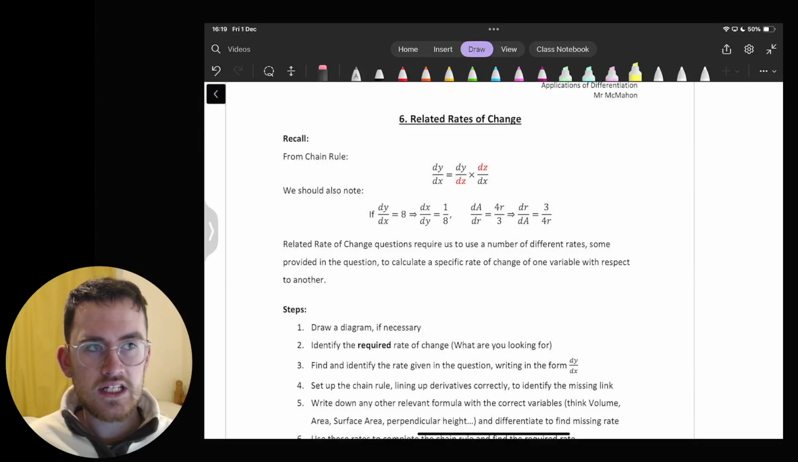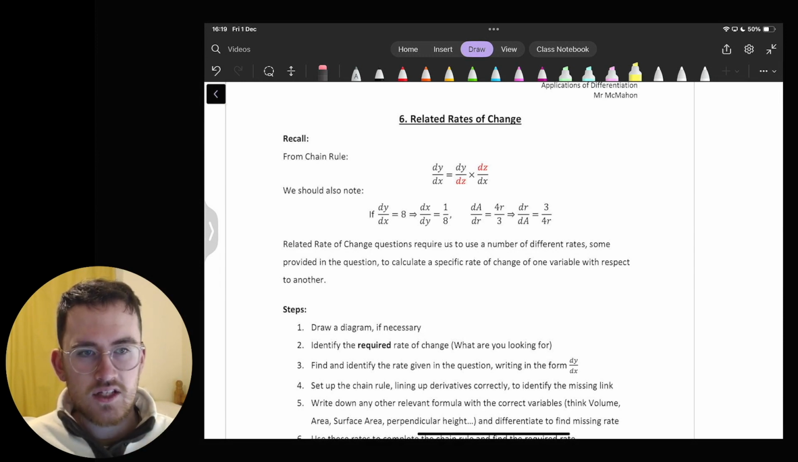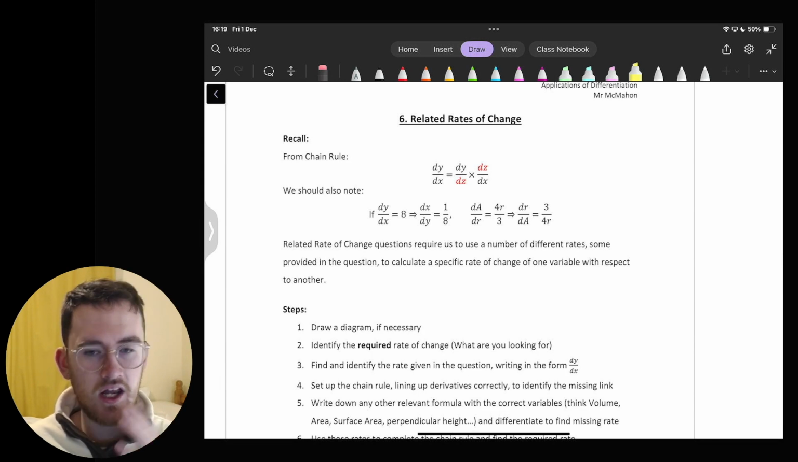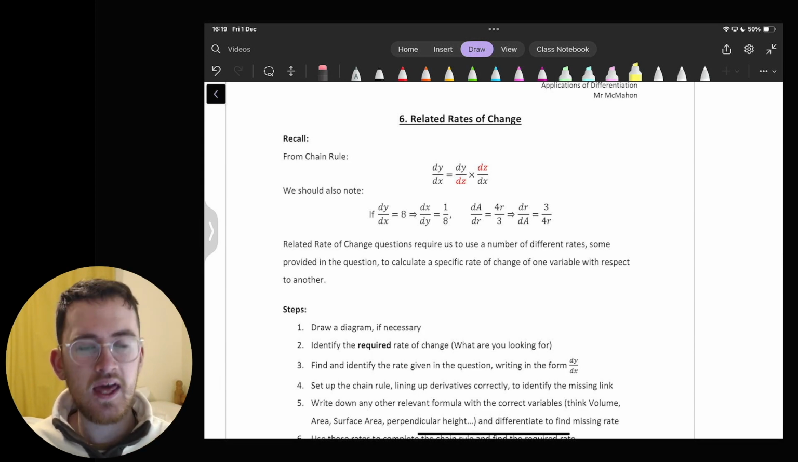Okay, so we've looked at rates of change. We're going to look now at related rates of change. So I suppose the clue's in the name. Related rates of change are when we are tying together different rates of change. A lot of the time, this is going to be to find a rate of change with respect to time.